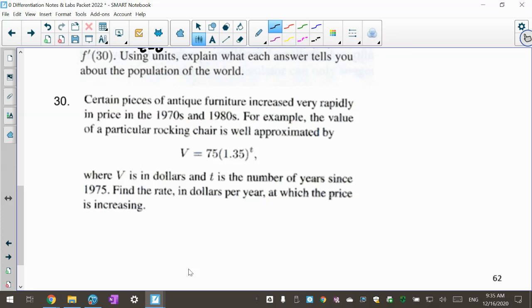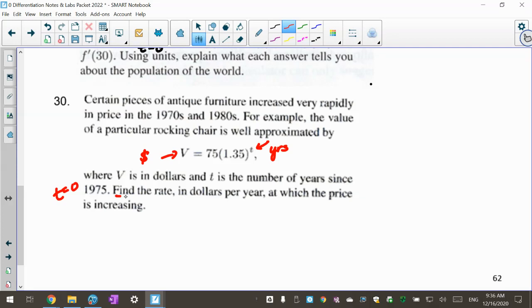It said certain pieces of antique furniture increased very rapidly in price in the 70s and 80s. For example, the value of a particular rocking chair is well approximated by V equals 75 times 1.35 to the T, where V is the value in dollars. Please make sure you do this in your spiral notebook, but I'm going to label it thoroughly. And T is the number of years since 1975. So this is in years, and 1975 must be when time is zero.